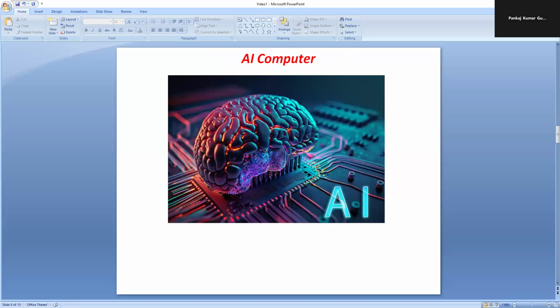Now let's come to the AI. An AI computer works differently. Instead of following only fixed rules, it learns from examples. Suppose you show an AI 10,000 pictures of cats and dogs. After learning, it can identify a new picture correctly by itself. Nobody tells it the rule. It finds the pattern by itself, and that is the learning.